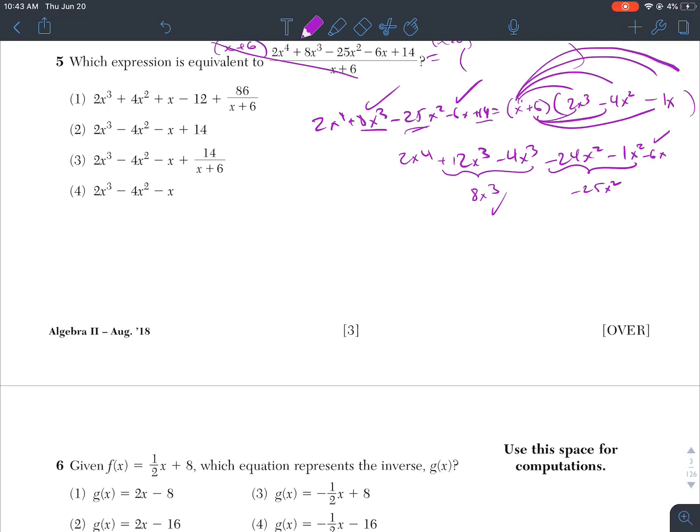Well, that doesn't quite work. X times the number is going to give us something with x. So it must be that the 14 is outside of the parentheses as a remainder. So that's answer choice 3. That was a pretty tough one.